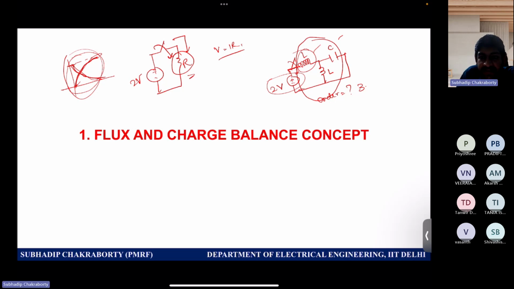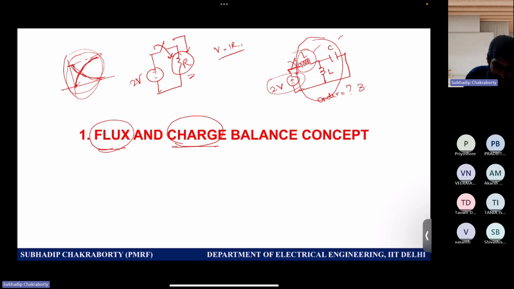We will define this in mathematical form also, and that will throw more light on it. But first tell me one thing, do you know about flux and charge balance? Has anyone heard about these terms? You must have heard about energy balance, right? But two fundamental concepts in electrical engineering are flux and charge balance. Anyone who has heard something about it can just unmute and tell what they understand about these terms.